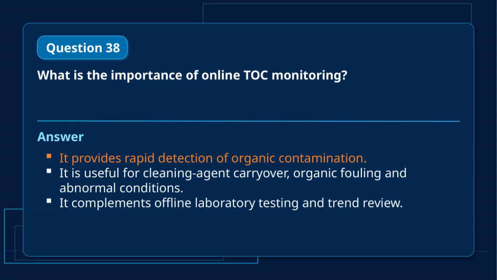Online TOC monitoring is crucial because it allows for the rapid detection of organic contamination in the system. This means we can quickly identify if there are any issues such as cleaning agent carryover or organic fouling, which could affect the quality and safety of the process. Additionally, this type of monitoring helps detect abnormal conditions early, allowing for prompt corrective action. Importantly, online TOC monitoring doesn't replace offline laboratory testing, but rather complements it by providing continuous real-time data that can be used alongside trend reviews to maintain optimal system performance.